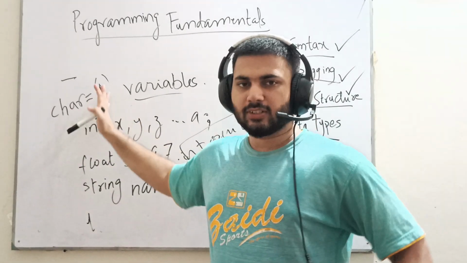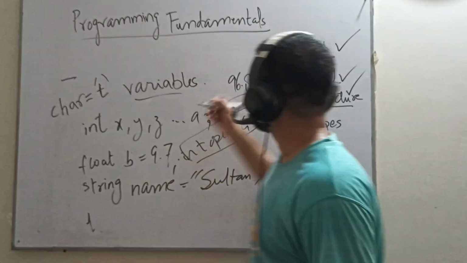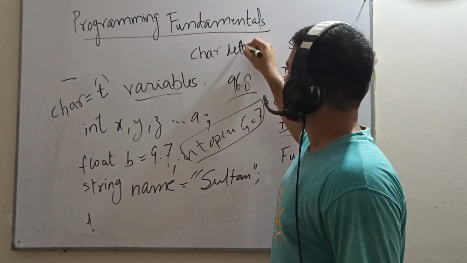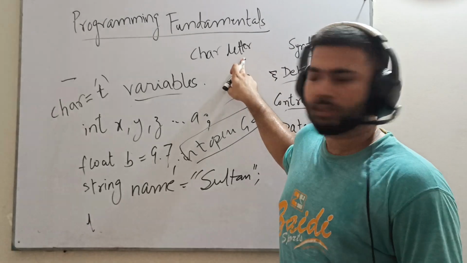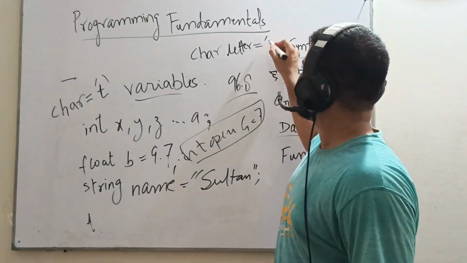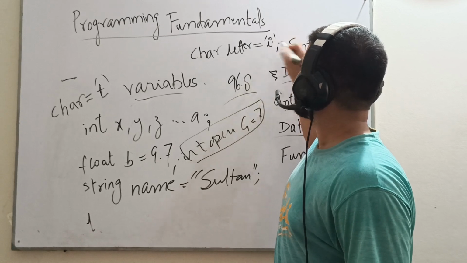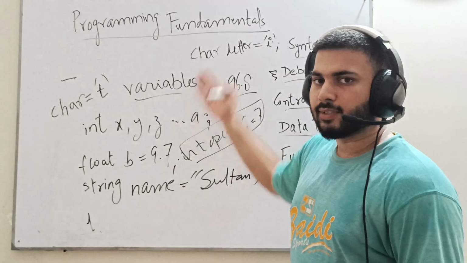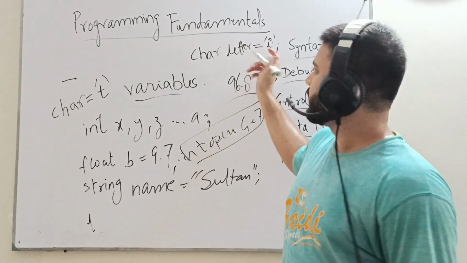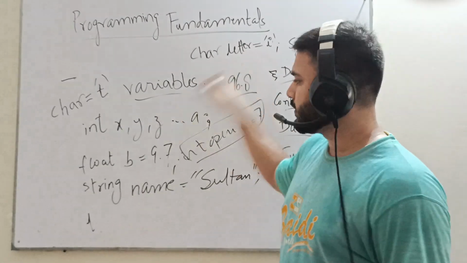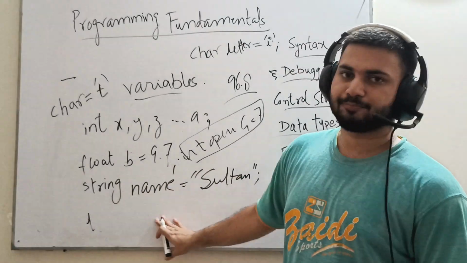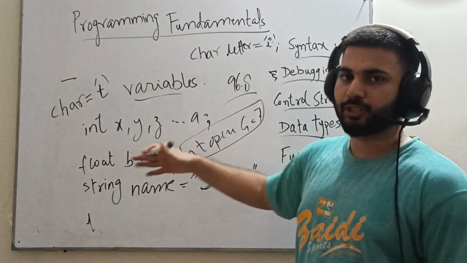Not only this, this is just a value. Like I'm saying, we use char letter. This is the name of the variable, this is its data type, is equal to I. This is the letter I. This is the syntax of char. This is the syntax of integer, float, and string. I hope the data types are clear to you.